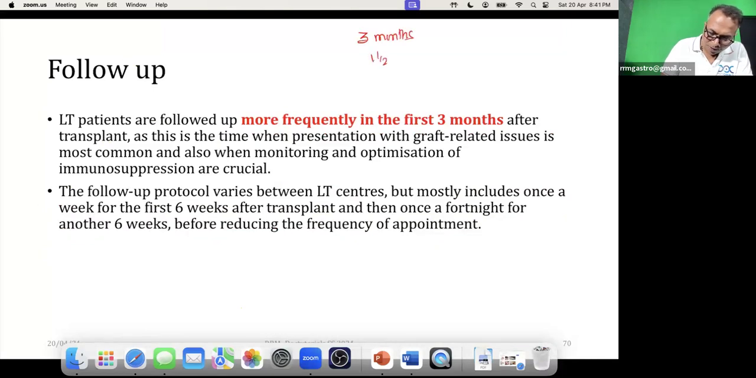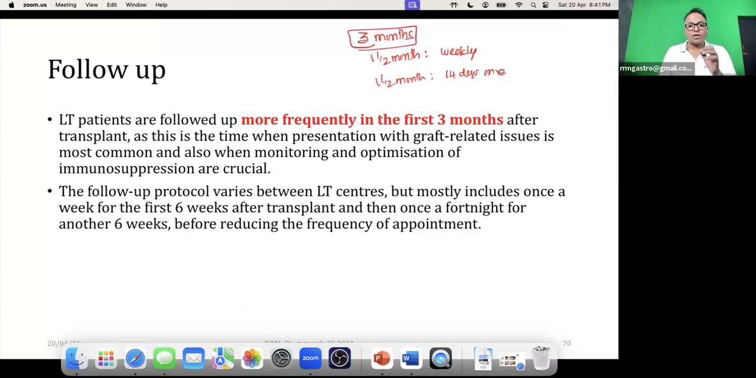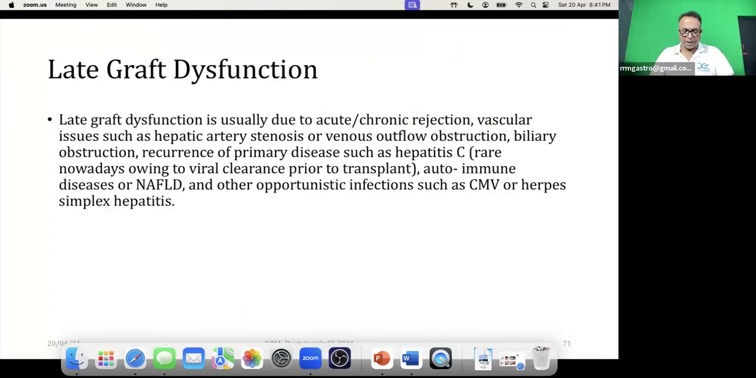For the first 1.5 months, you should ask them to come every week once. For the next 1.5 months, ask them to come every fortnight, meaning 14 days once. So for 3 months, you have to keep a close watch, because many times it's an asymptomatic elevation. Unless you raise the immunosuppression, they will lose the organ. So therefore, 1.5 months weekly, next 1.5 months every 14 days, and afterwards you can increase the duration of follow-up.